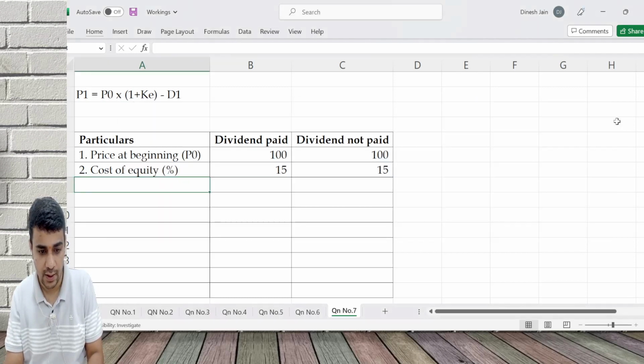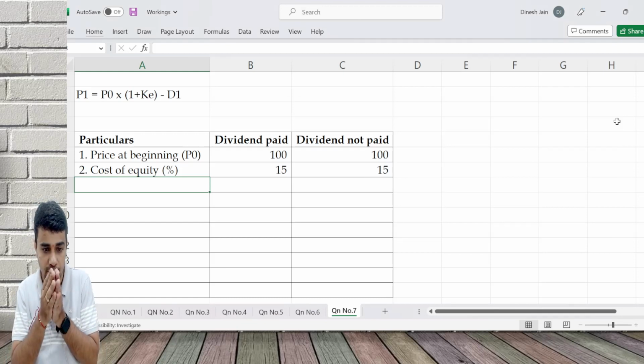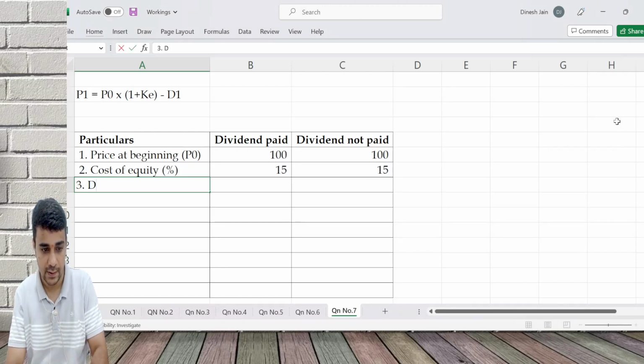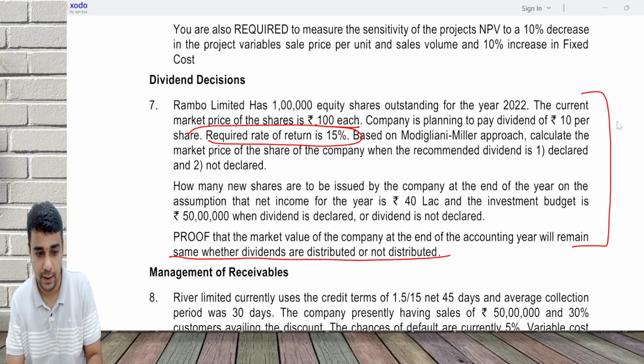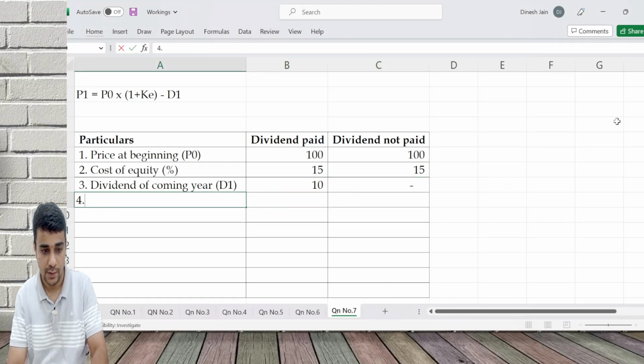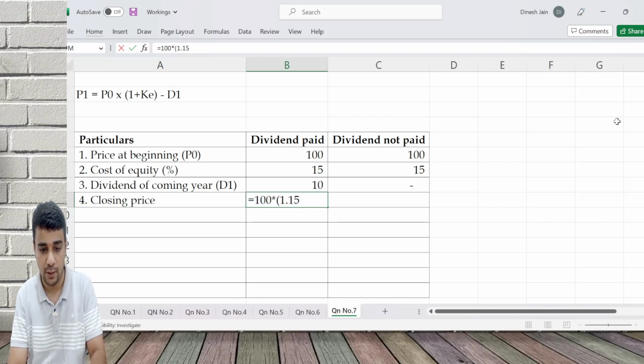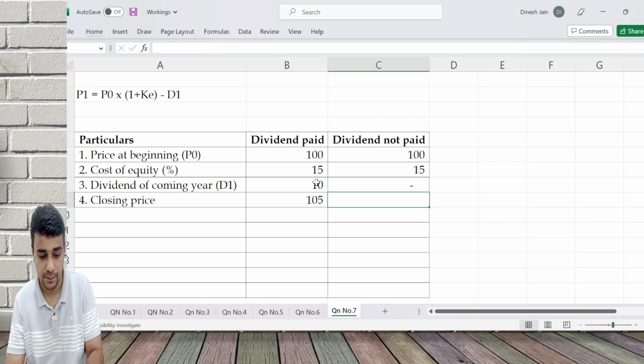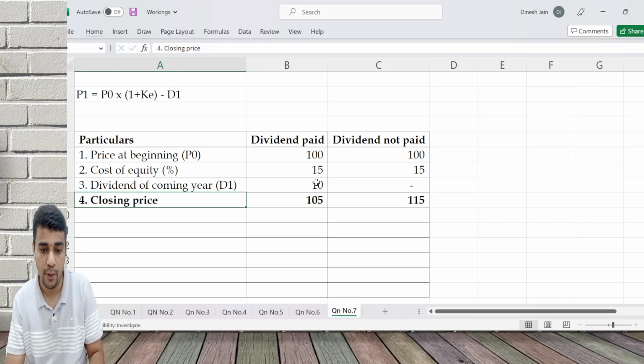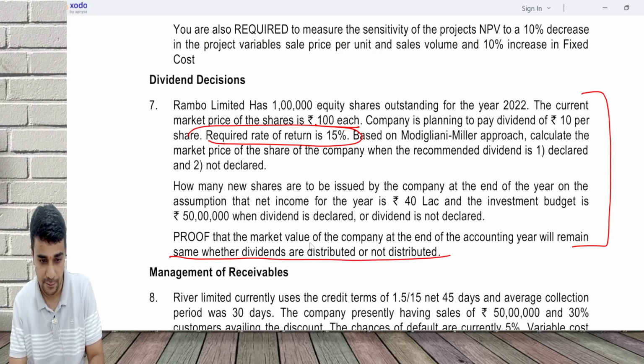Okay, let's resume. So I was telling, cost of equity is 15%. So the closing price is going to be 100 into 1 plus 15% minus dividend of the coming year, which is D1. If you pay dividends, you are likely to pay a dividend of 10 rupees, and no dividend, 0. So closing price is equal to 100 into 1.15, 1 plus 15%, minus dividend. 100 into 1.15 minus dividend, 10 rupees and 0. This answers part 1 of the question: what will be the closing price if dividend is declared, not declared?